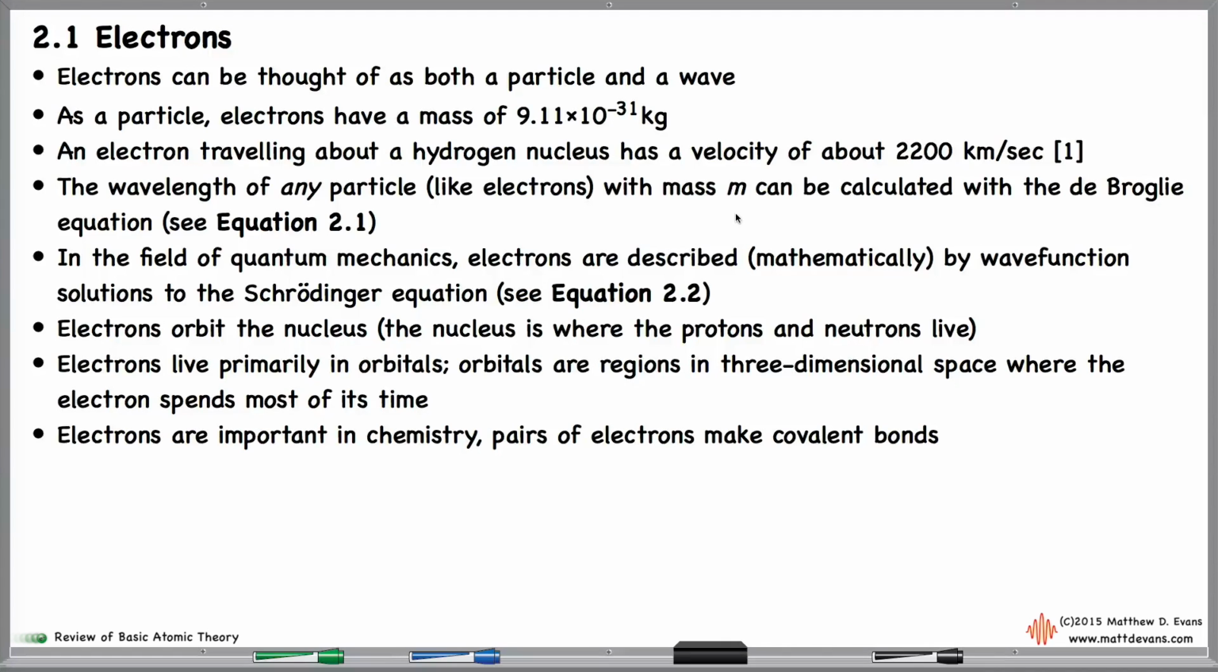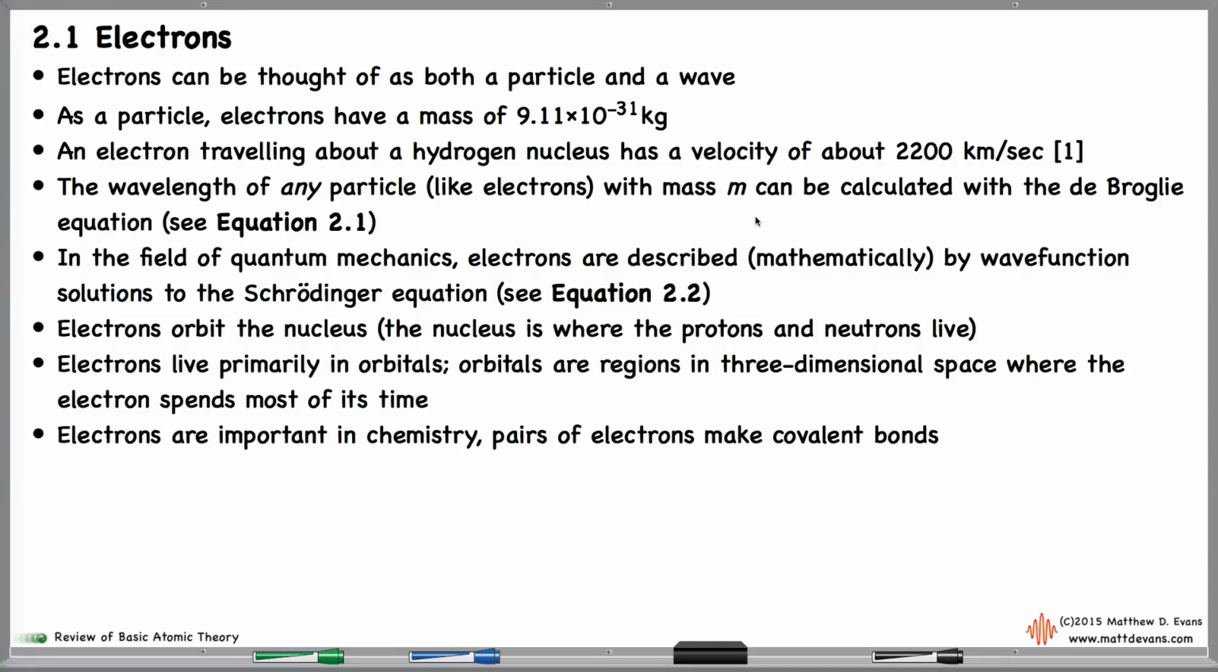Now, as a particle, of course, you can look this up. This is a common constant, but it's 9.11 times 10 to the negative 31st kilograms for the mass of an electron. So just a little fact. An electron traveling about a hydrogen nucleus has a velocity of about 2,200 kilometers per second. That's a pretty fast speed as it whips around the nucleus of an atom. So just a little bullet point, again, a little factoid.